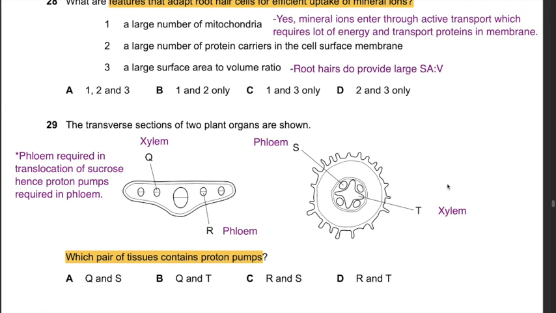Yes, because active transport occurs, and active transport requires carrier proteins, therefore a large number of protein carriers is required. Feature 3. A large surface area to volume ratio. Root hairs indeed do provide a large surface area to volume ratio. Hence the answer over here is answer A. 1, 2 and 3.